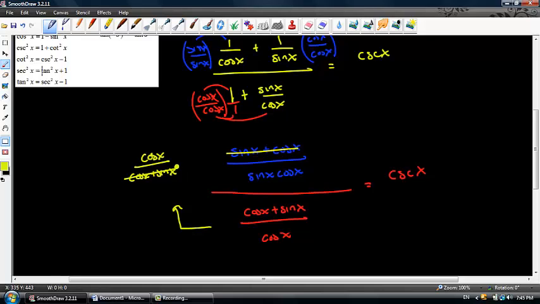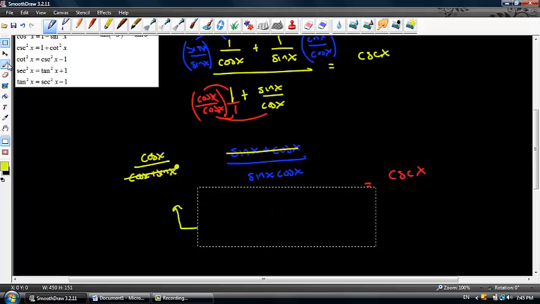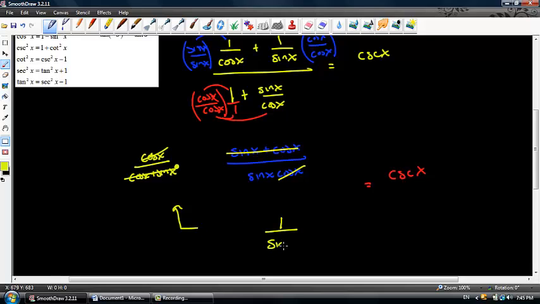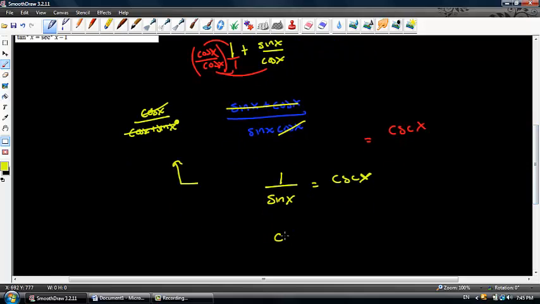Now that I've moved this thing up top, let's go ahead and delete it so we don't get confused. And now cosine x and cosine x can go away. The only thing that hasn't been messed with is the sine x, and that's 1 over sine x equals cosecant x. And what do you know? 1 over sine x is, in fact, cosecant x.